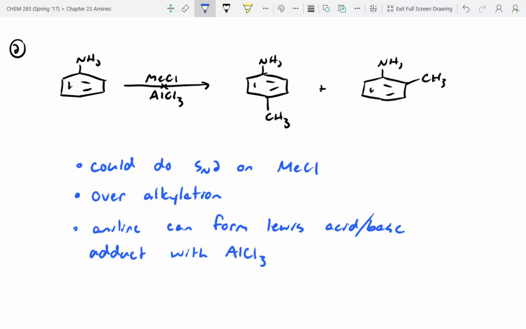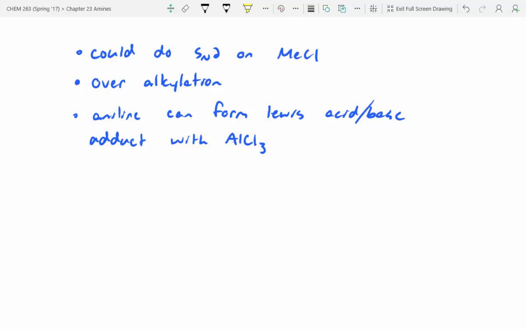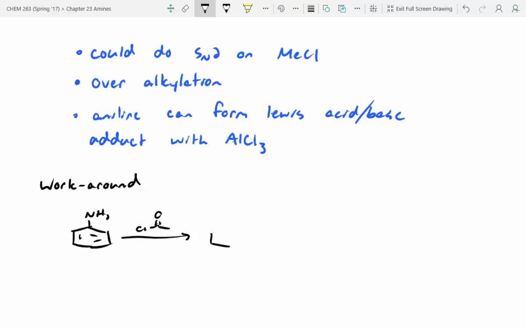So what do you think a good workaround might be, knowing what we know now? Same thing, exactly. So if you did want to get the methyl group installed para, you'd have to do a workaround. So you could still start with aniline, but first let's treat it with, let's say, an acid halide or an anhydride, doesn't really matter. Then we can do methyl chloride and aluminum trichloride.